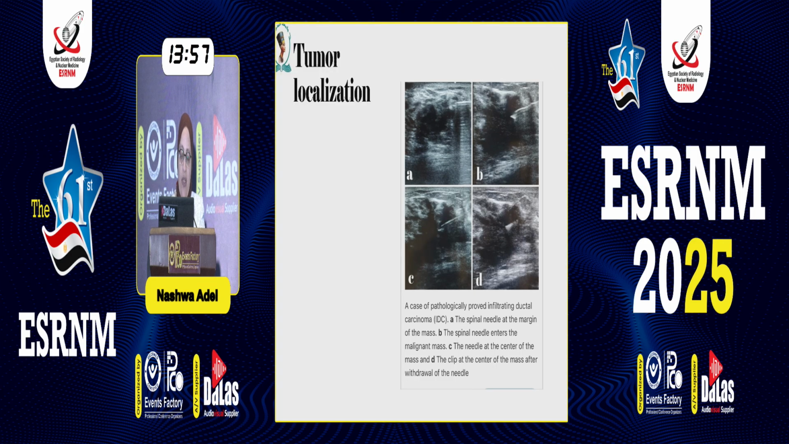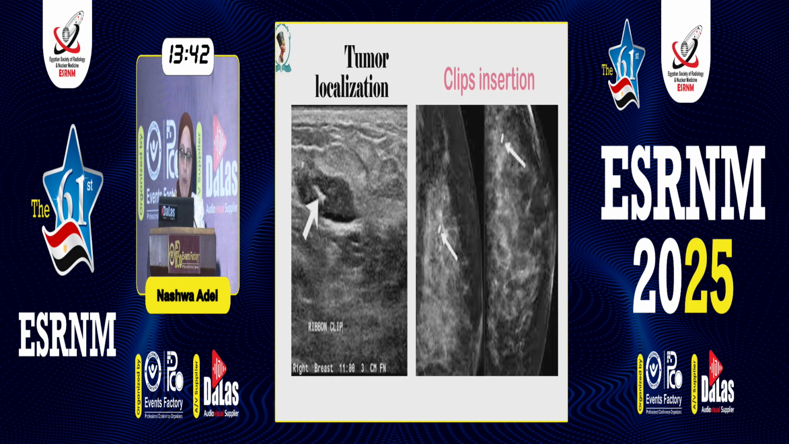Here is the procedure for entering the clip inside the lesion using the needle, which is entered until reaching the center. The spinal needle is entered, the clip is inserted, and then the needle is withdrawn, and the clip is seen inside. Ultrasound image of the lesion with the clip seen at its center as a hypoechoic linear shadow. Mammographic image shows the dense linear shadow of the clip inside the lesion.